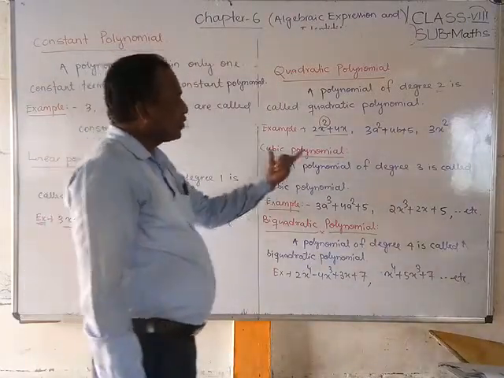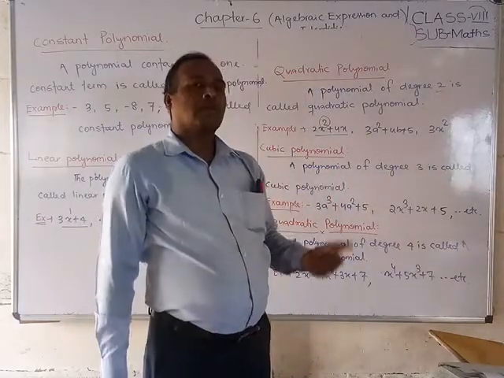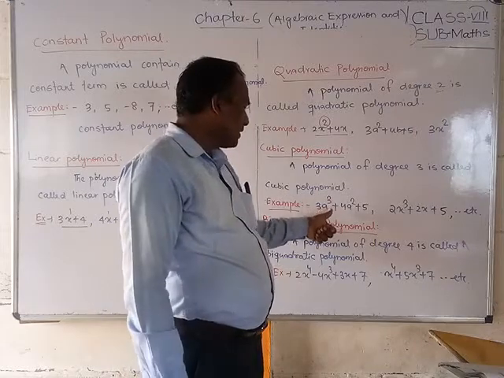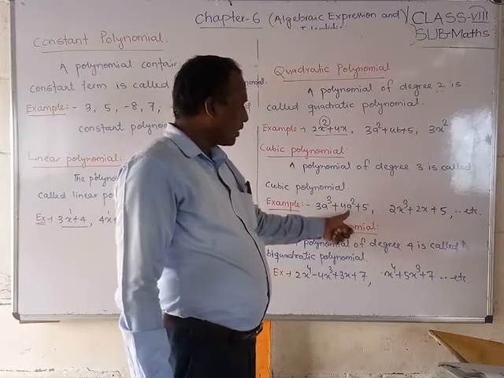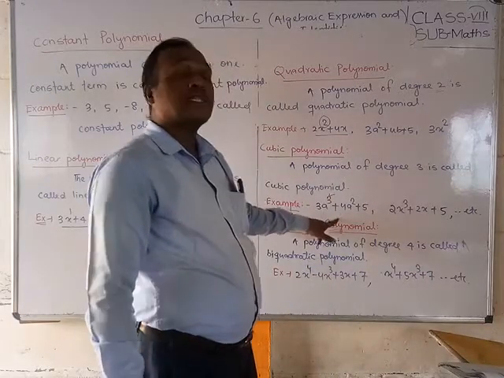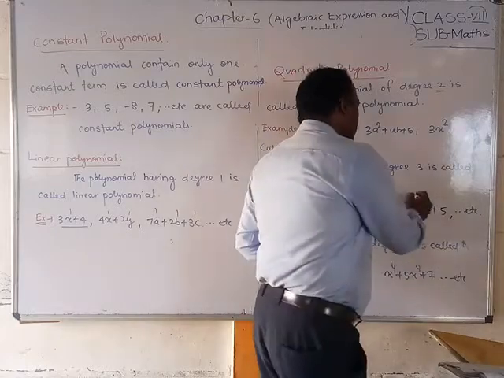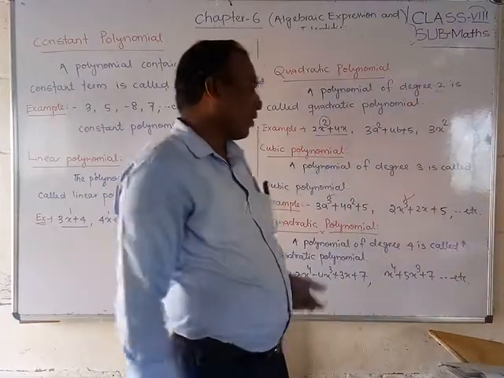Similarly, friends, what is the cubic polynomial? A polynomial of degree 3 is called a cubic polynomial. If the degree is 3, see here, 3a cube plus 4a square plus 5b. What is the degree? The degree is 3, so it is a cubic polynomial. 2x cube plus 2x plus 5, degree is 3, so it is a cubic polynomial as well.